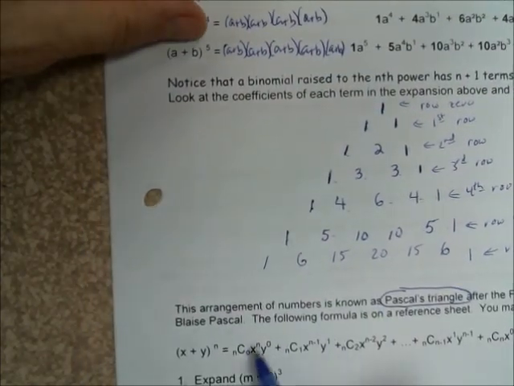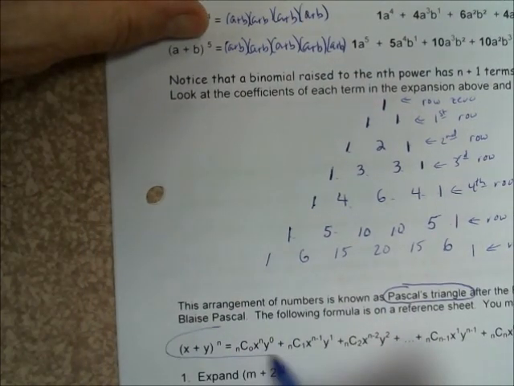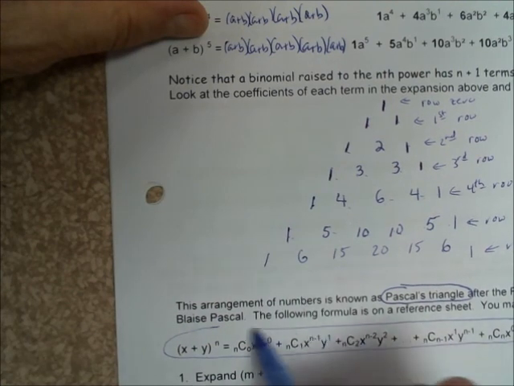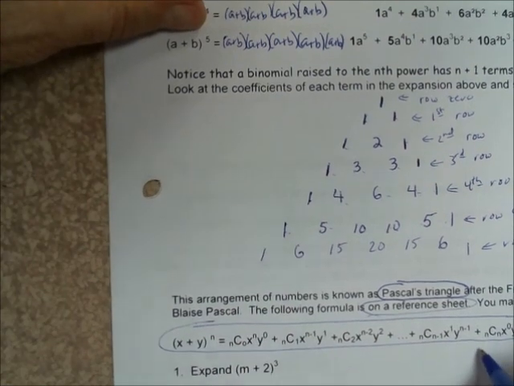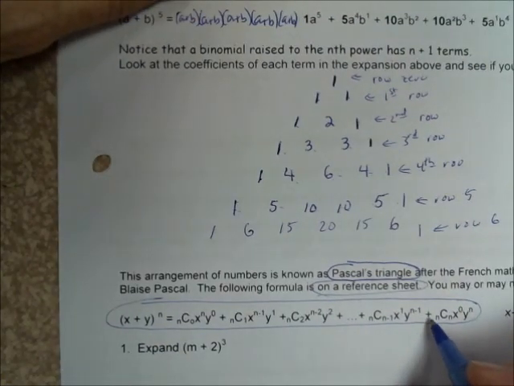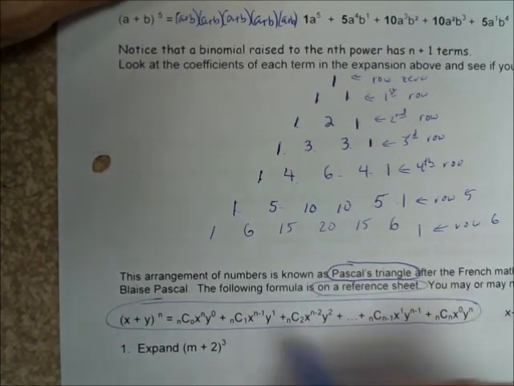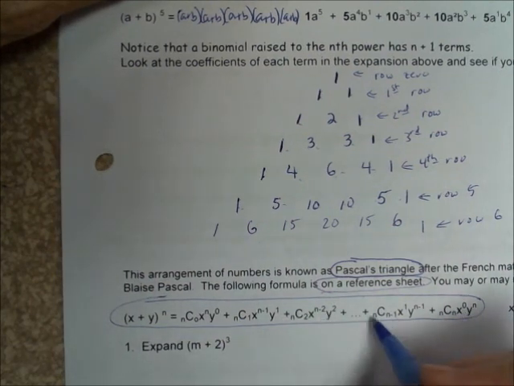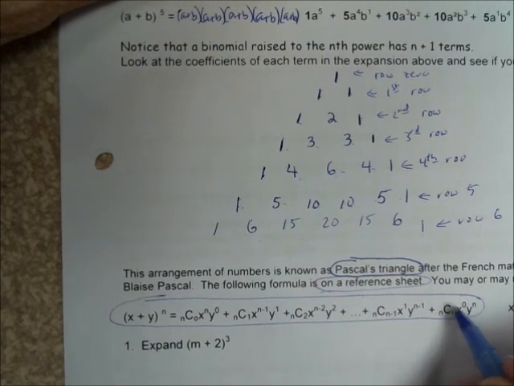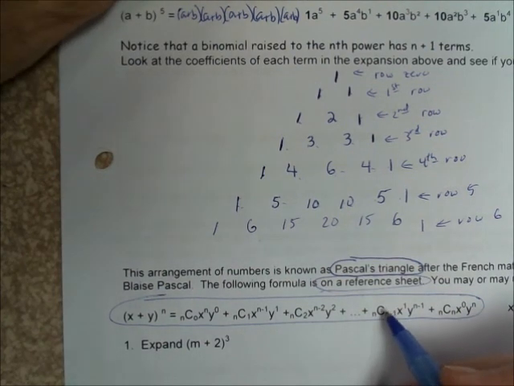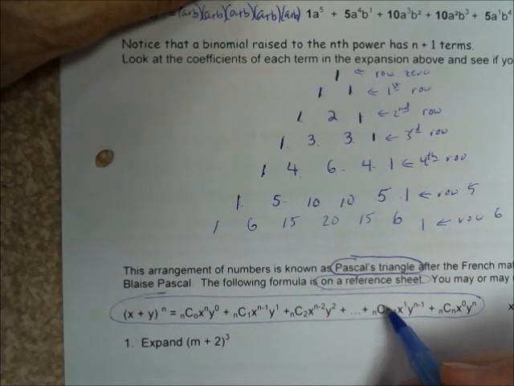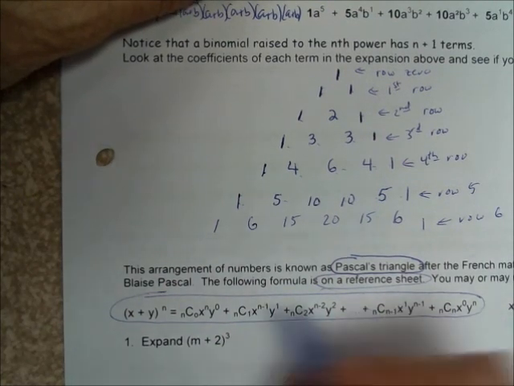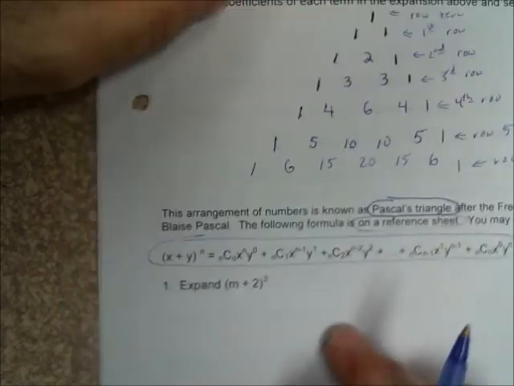What I want you to notice, though, is this particular formula right here. This is very yucky. This formula is on the reference sheet. I don't think I've ever had any students use this. If you'd like to figure out how to use this, these are nCr numbers, you certainly are welcome to, but like I said, I don't think I've ever had students refer to this on their reference sheet, because this little trick I'm going to show you is going to be more helpful than this formula is.